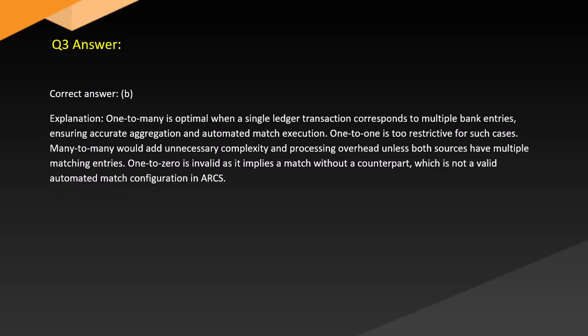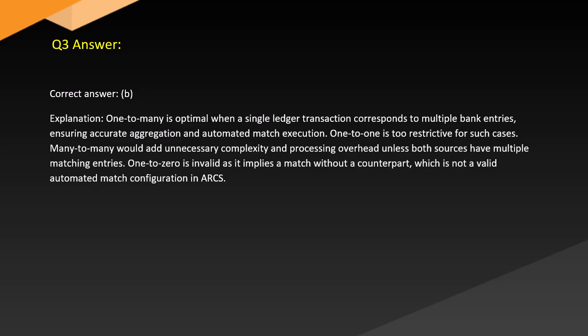Answer. Correct answer: B. Explanation. One-to-many is optimal when a single ledger transaction corresponds to multiple bank entries, ensuring accurate aggregation and automated match execution. One-to-one is too restrictive for such cases.